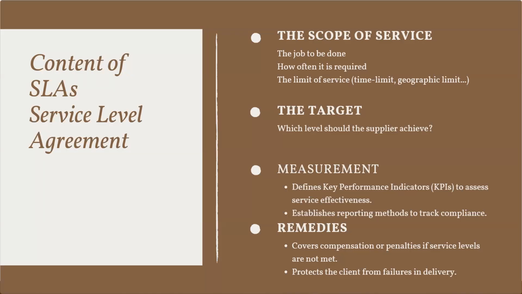An SLA may include some elements. First, it needs to define the scope of service using the Starbursting method or 5W1H method. Here, they often define what kind of service to be performed and the other questions like when it should be performed, by whom, to whom it benefits, and the limit of service like the time period or the geographical limit.